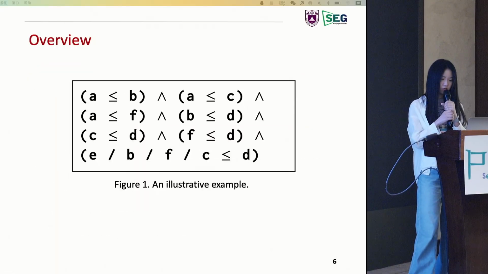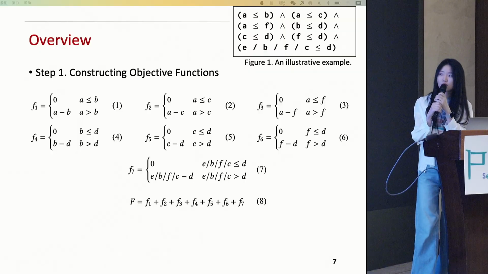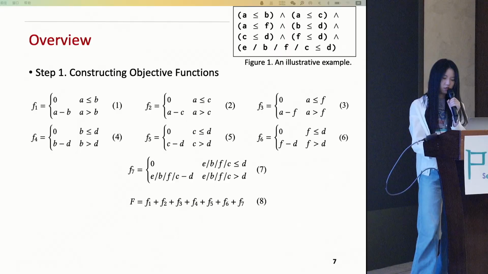Okay, now I'm going to use a constraint from SMT Competition 2024 to present the high-level workflow of our approach, so that everyone can get an intuitive impression of our method. Step 1. We construct an objective function from the given constraint according to the translation rules that we design. The rules will be further introduced later. For the first clause, a is less than or equal to b, its objective function is presented in equation 1.